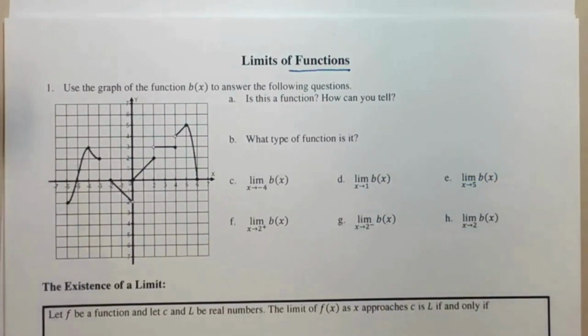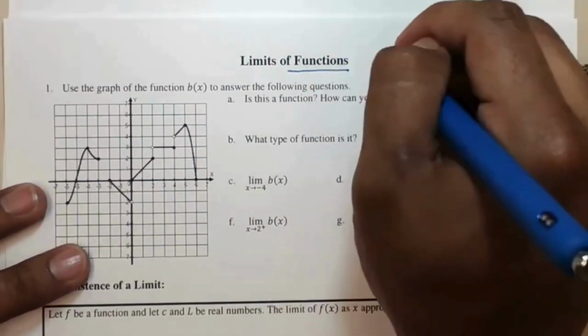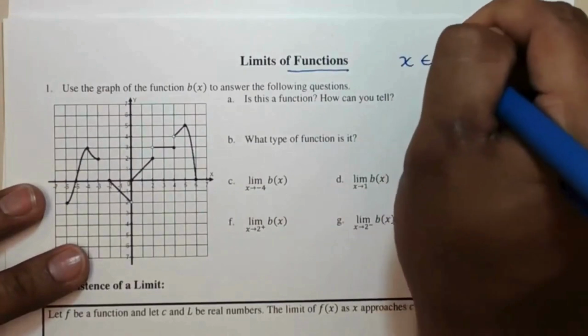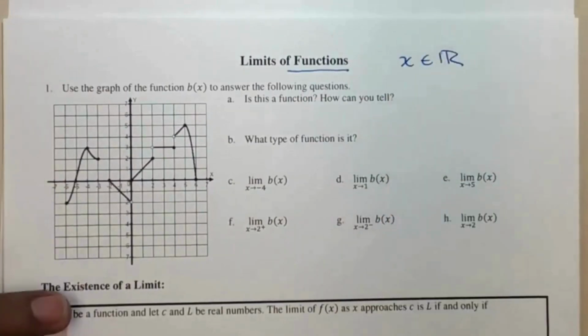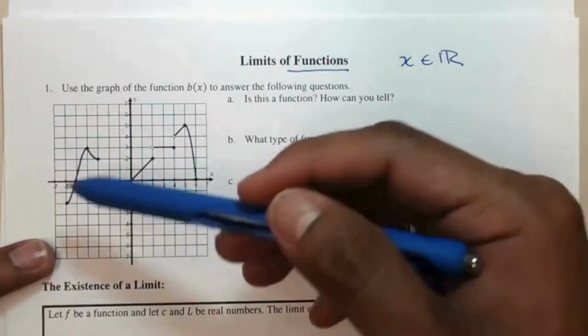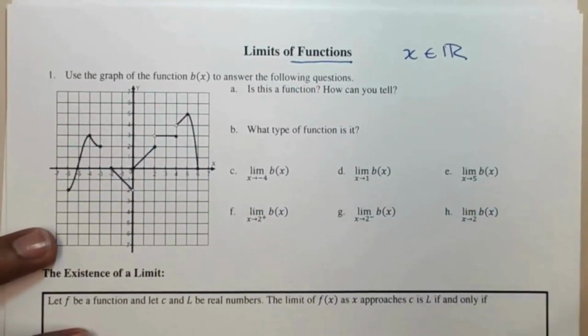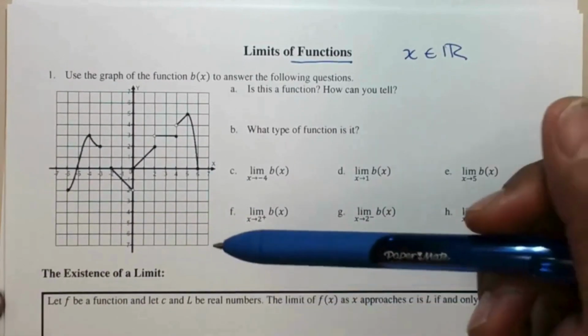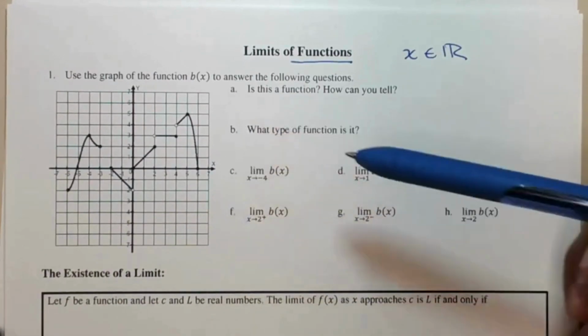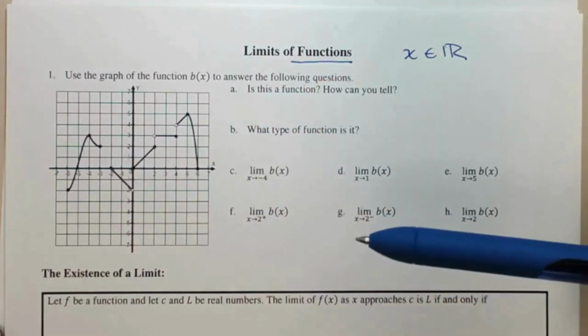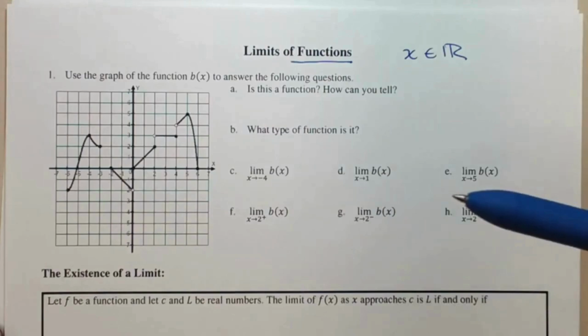So sequences deal with n, which are whole numbers or integers. When we're dealing with functions, we're dealing with x, which can be any real number that we want. So we're going to have this graph here, and we're going to use that graph to determine our answers for a lot of these questions. So our question here is: is this graph a function? And how can you tell?